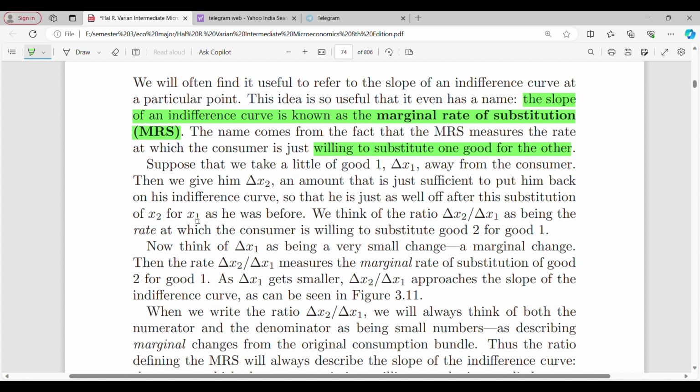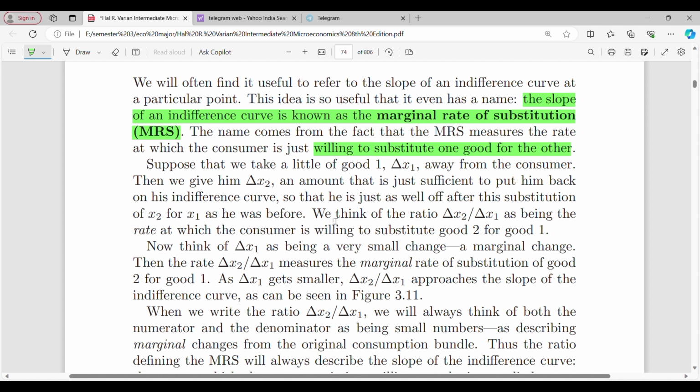Okay. Suppose that we take a little of good 1, that is delta x1. Consider that as the part. Then that's taken away from the consumer. The consumer is sacrificing that part. Then we give him delta x2. We are substituting this delta x1 by delta x2. It is an amount that is sufficient to put him back on the IC, so that he is just as well off, having the same satisfaction as before. That means this delta x2 can give this consumer the same amount of satisfaction as delta x1 could give.